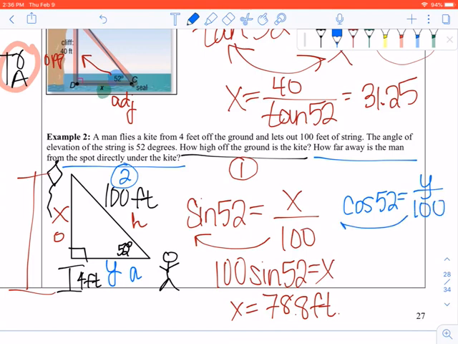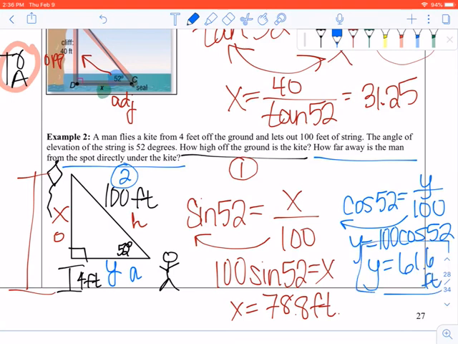Again, 100's in the bottom, so I'm going to multiply it to the other side. So it's going to be y equals 100 cosine 52. And I get y equals 61.6 feet. Okay. Now, I actually just realized I forgot something in part 1. So I needed to find the whole height. All I got was x, 78.8.